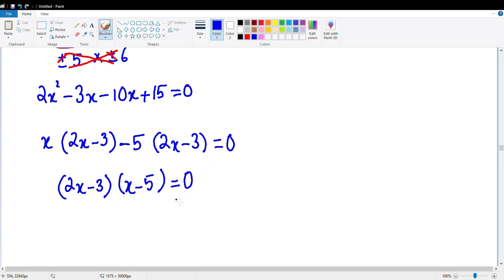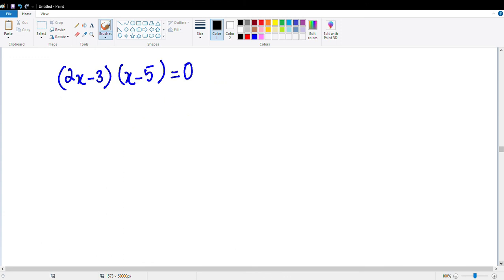Since it's equaling 0, one of these factors has to be 0. But again, we don't know which one, so we're just going to say either 2x minus 3 equals 0, or x minus 5 equals 0. These two are the factors of the above equation.